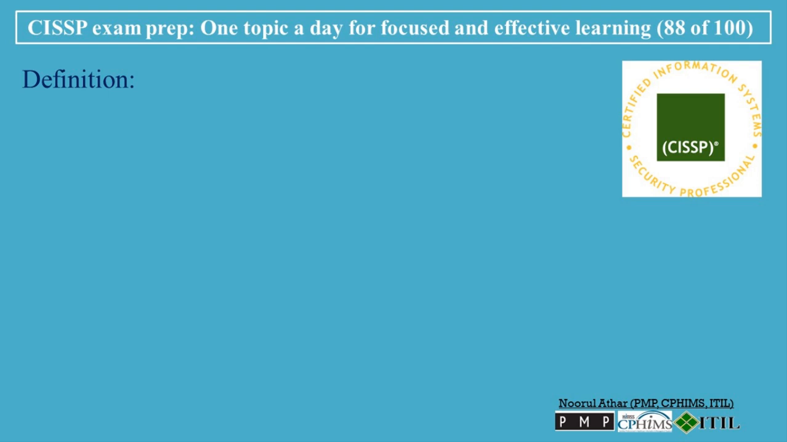Definition. Application security refers to the practices, tools, and methodologies used to protect applications from security vulnerabilities, threats, and attacks throughout their lifecycle, from development to deployment and maintenance. The goal of application security is to ensure that applications are designed, developed, and deployed securely to prevent unauthorized access, data breaches, and other security risks.